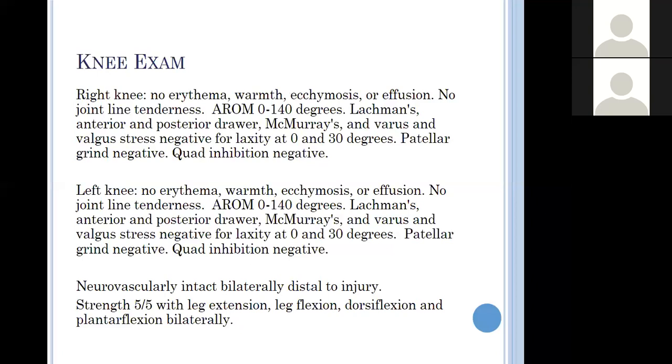Next thing you're going to do is check their range of motion. Have them extend their knee all the way out, and you can get to 0. Then flex it backwards and see how far they can go, and make sure it's symmetric that way. The other thing I usually do when they're seated is an anterior and posterior drawer.